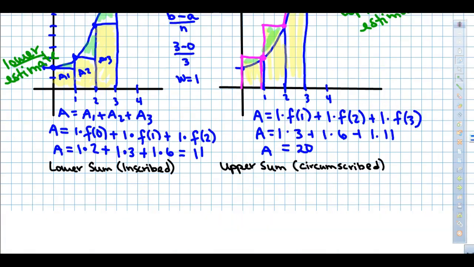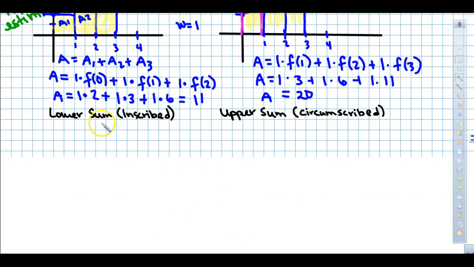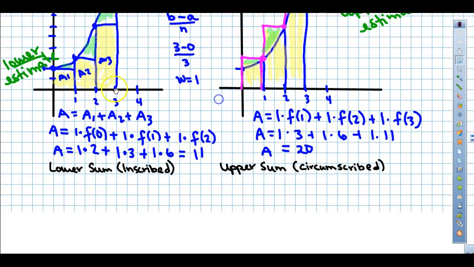Now, what happens is a lower sum occurs when your rectangles are inscribed. Inscribed means every single part of your rectangle is beneath the curve, okay? Circumscribed is going to give you an upper sum. That means part of each rectangle is above the curve. So, for instance, what you're seeing right here is an increasing function.